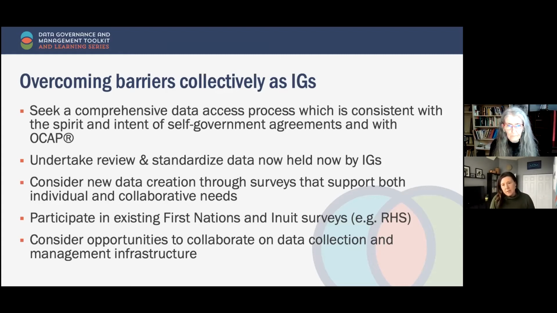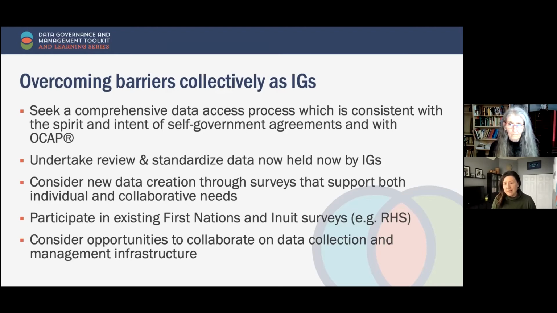Participating in existing surveys. So Laurel spoke to both the regional health survey and the Inuit health survey. Laurel and I have been doing some work with the IGs, and we're going to talk about this a bit later, trying to understand within each jurisdiction what data is available, and how you might go about accessing it. One of the easiest ones is these health surveys that are run on a routine basis.